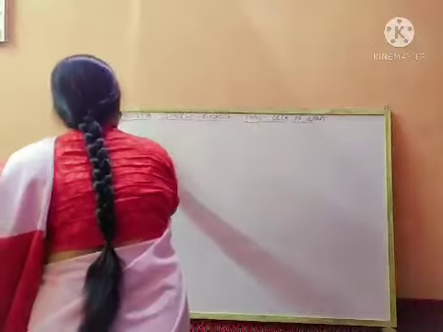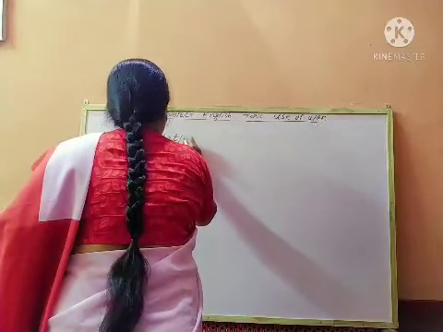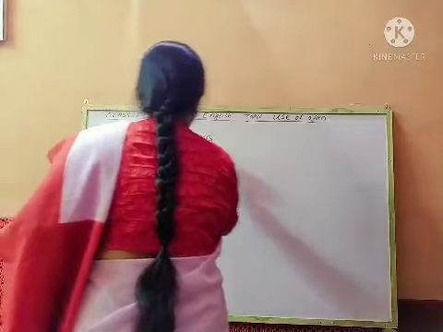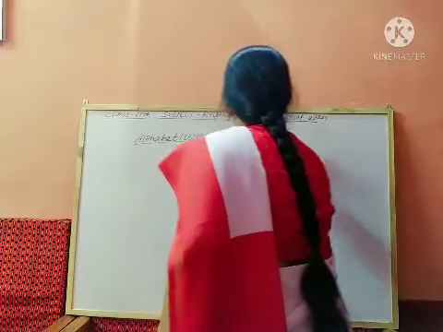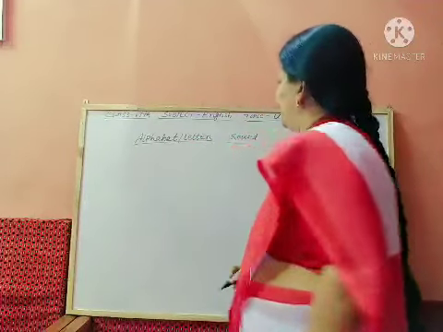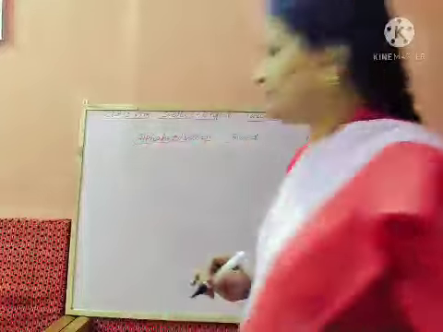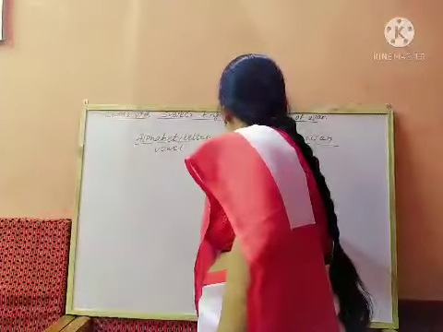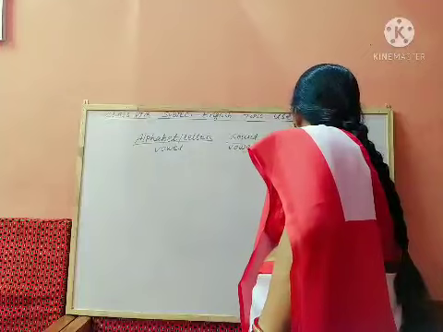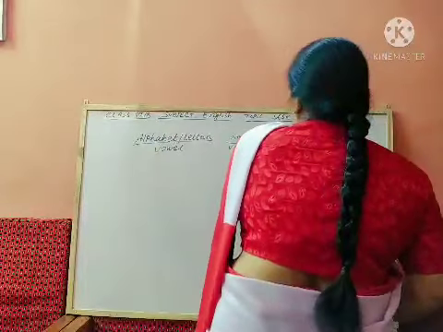Alphabet and letter, then sound, A or AN. Where do we use A or AN? If the letter is a vowel and the sound is a vowel, in this place we use AN.